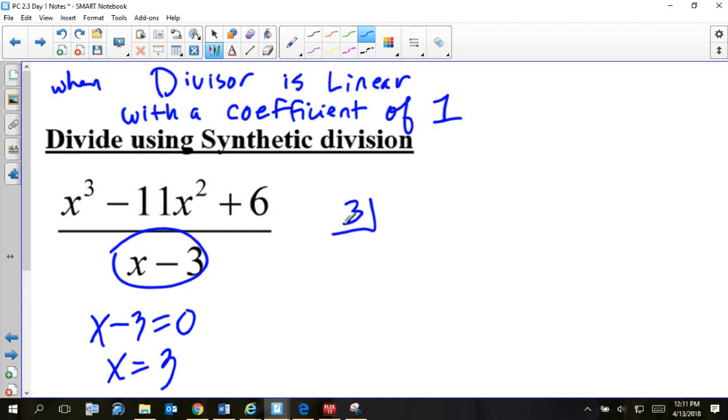Then we're going to take our polynomial that we're dividing, x cubed minus 11x squared plus 6, and write all the coefficients only, including any zeros for places that the x's skip. So we have 1x cubed, we'll have a 1, negative 11, we have a 0x, and then 6. So we write all those in the line after that. And we skip a small space, and we draw a line.